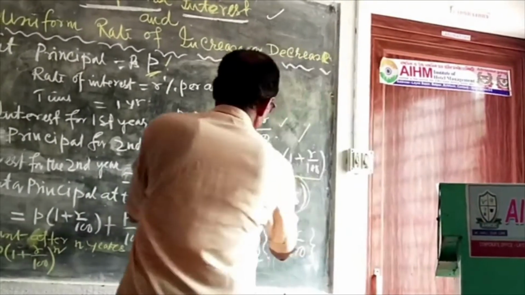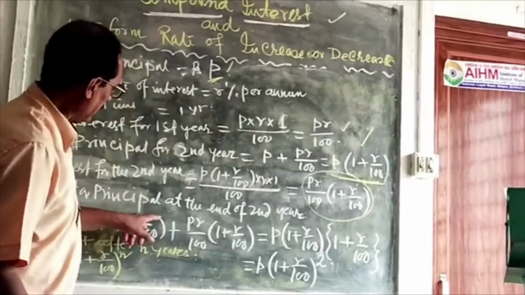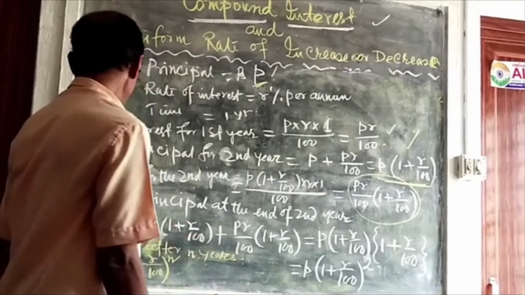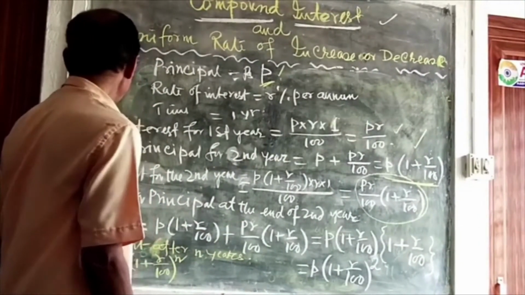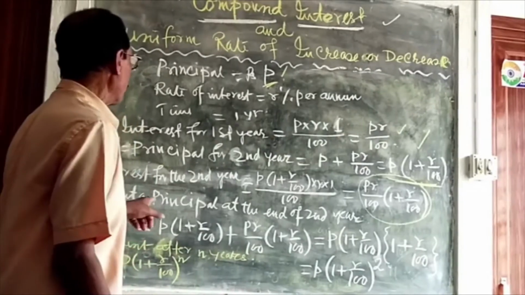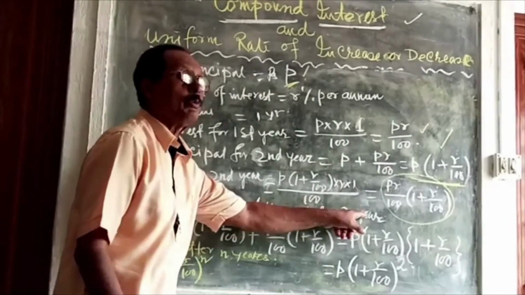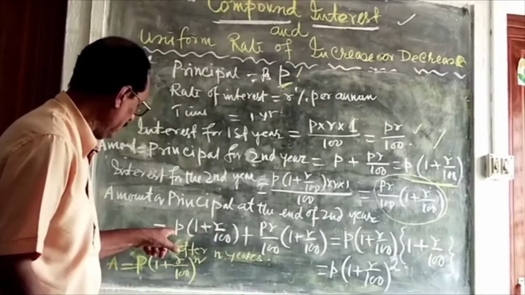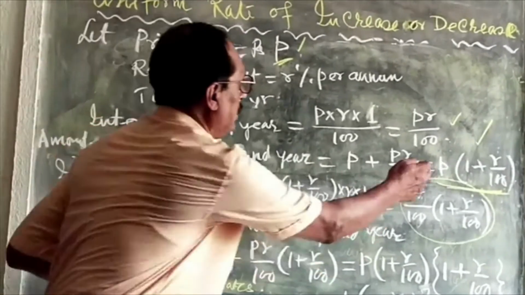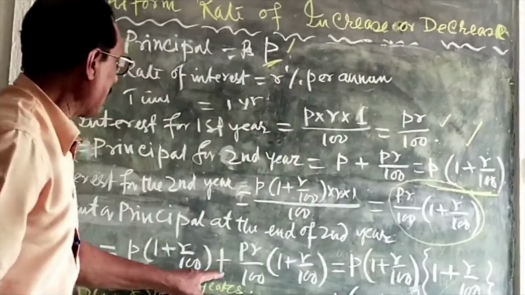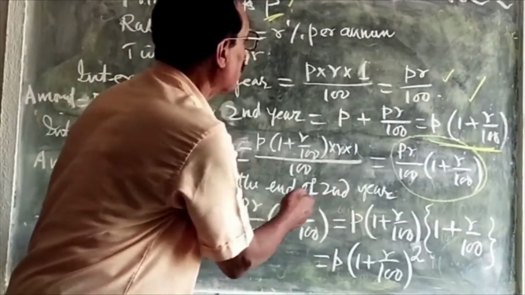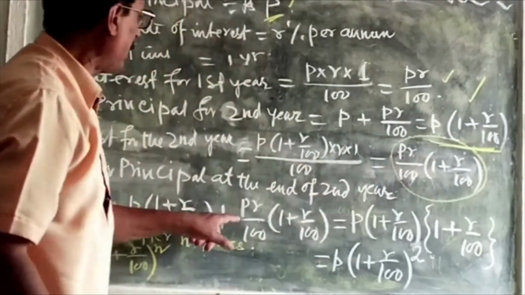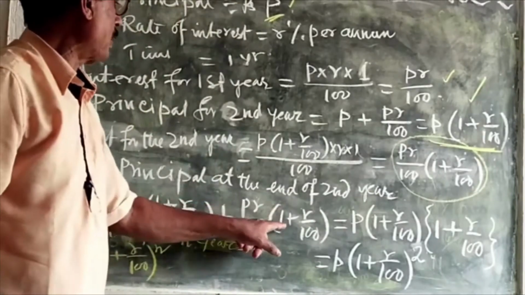So this interest is added with the principal at the end of the first year. So at the end of the first year, the principal was this. So you can understand the amount or principal at the end of the second year will be how much? So principal for the first year, that is P into 1 plus R by 100, plus the interest for the second year, that is P R by 100 into 1 plus R by 100.